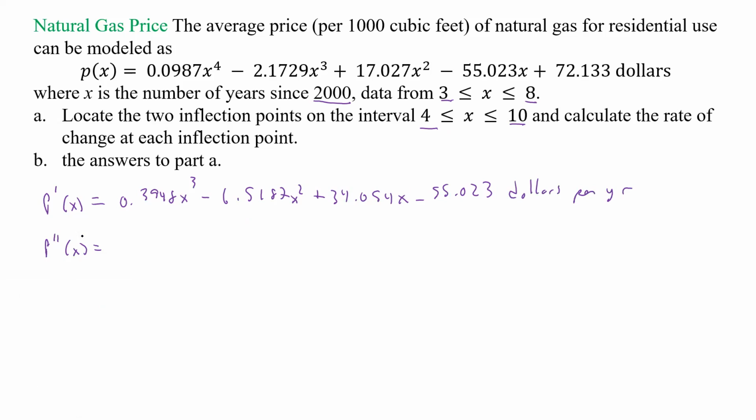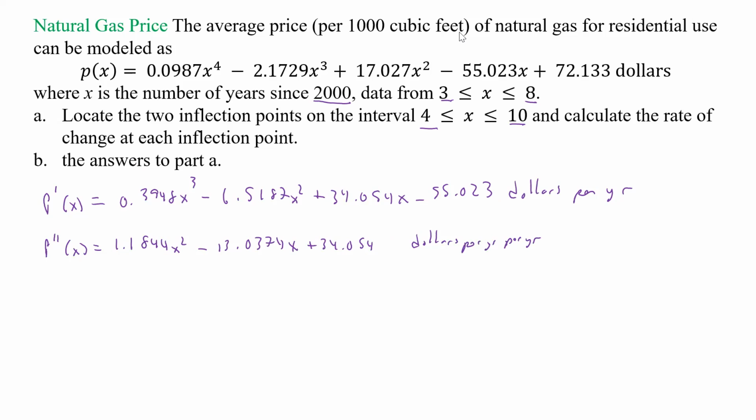And then the next one we take, we'll take 0.3948 times 3, and we get 1.1844x squared, minus 6.5187 times 2, 13.0374x, plus 34.054. Okay, so that's going to be again dollars per year. And so now what we need to do is set this one equal to 0 and solve it.